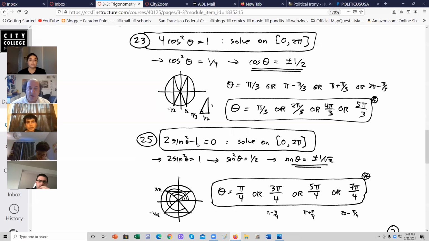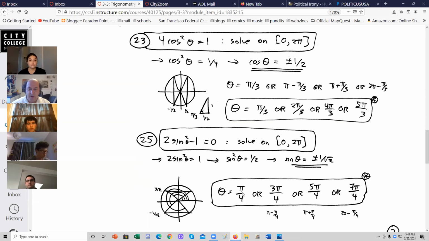Here we have 2 sine squared theta minus 1 equals 0. All right, so 2 sine squared equals 1, sine squared is 1/2. Sine is plus or minus 1 over root 2. Okay, those imply 45-degree angles. So here it is positive 1 over root 2. Here's negative 1 over root 2. We have this angle, this angle, this angle, this angle. This is on 0 to 2 pi. We want this angle here, or this angle here, or this angle here, or this Pac-Man angle here.